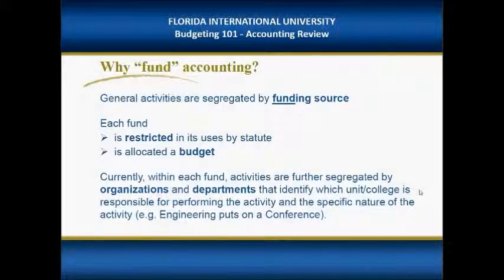Why is it called fund accounting though? General activities are segregated by funding sources. So depending on where the money comes from, we have to track that money and the uses of that money separately. Each fund is restricted in its uses by statute. These are actual laws and rules. And each fund separately is allocated a budget.